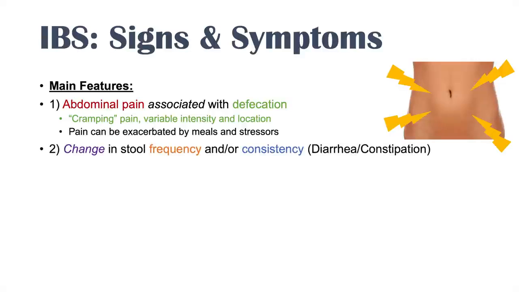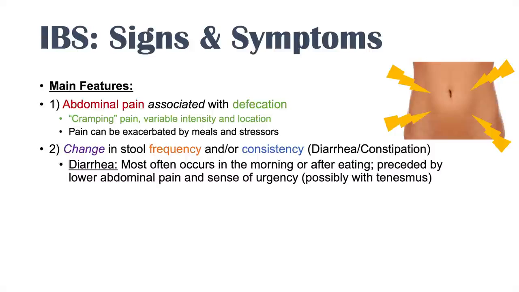And the second main feature of IBS is a change in stool frequency and or consistency. And generally it can be diarrhea and or constipation. So those are the two main features: abdominal pain that's associated with defecation and a change in stool frequency, so more often, and or consistency, diarrhea and or constipation.